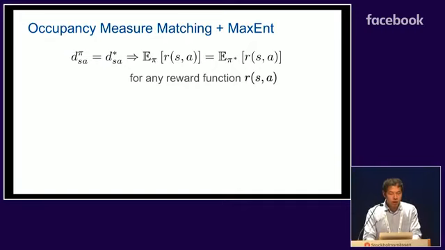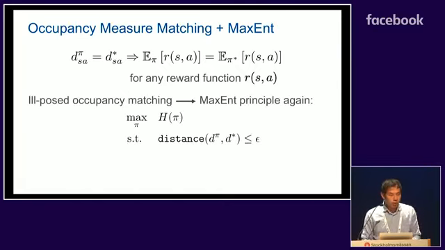So generally, though, the occupancy matching problem is not well posed, similar to the matching of the feature expectations that we saw a few slides ago. So we can once again try to employ the maximum entropy principle and consider this relaxed version, where we maximize the entropy subject to the occupancy measures d pi and d star being close under some sort of distance metric. And this gives us a constrained optimization problem.